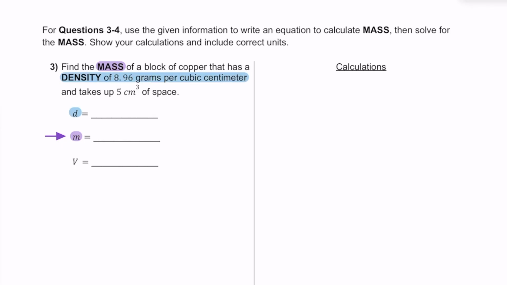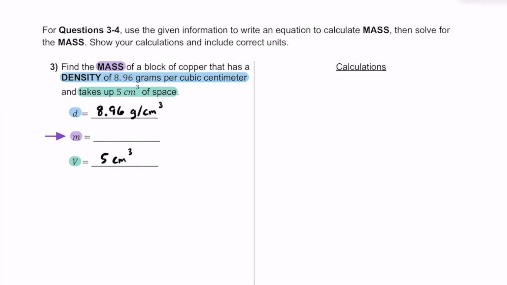Now we're told what the density is. The density we already know is going to be 8.96 grams per cubic centimeter, right? So hopefully those units make sense from earlier. And then we're told the volume, which is going to be 5 cubic centimeters. Again, we always have to know 2 out of the 3 variables here. So in this case, we know density and we know volume.